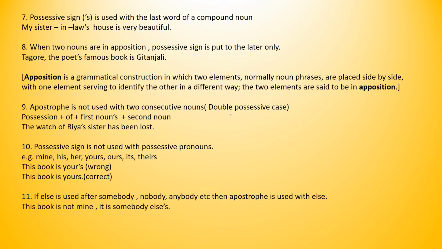Very important to note that possessive sign is not used with possessive pronouns. For example, mine, his, hers, yours, ours, its, theirs. With these, we don't use the apostrophe S. For example, if you say, this book is your's, while using the apostrophe S, this is wrong. The correct one is, this book is yours. If else is used after somebody, nobody, anybody, etc., then apostrophe S is used with else. This book is not mine, it is somebody else's.